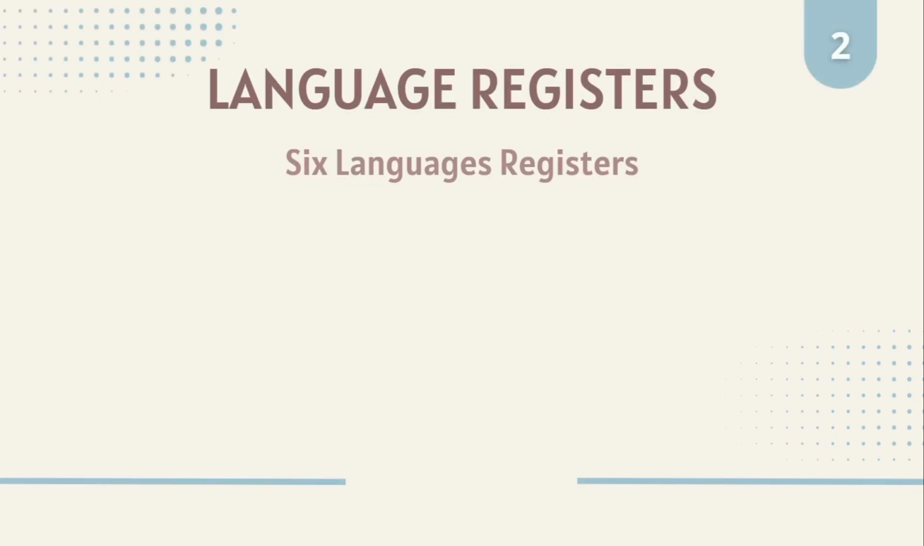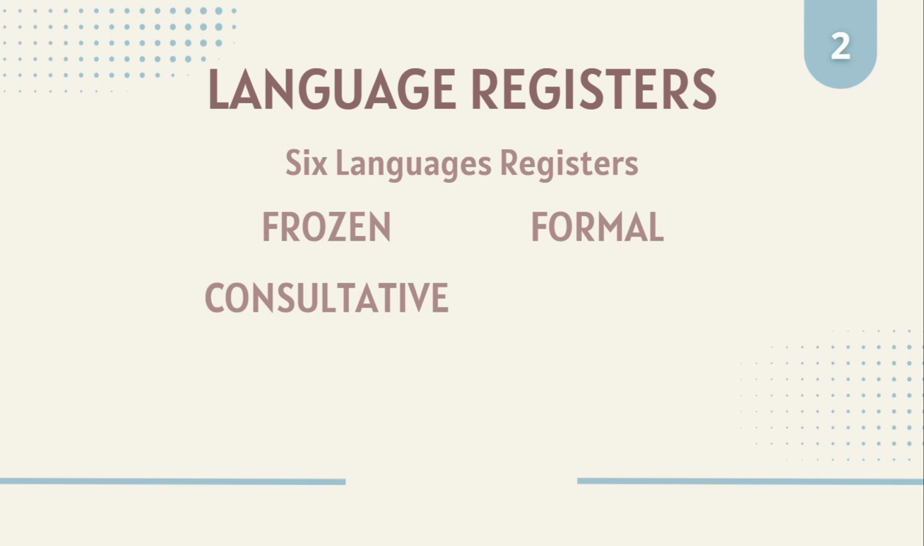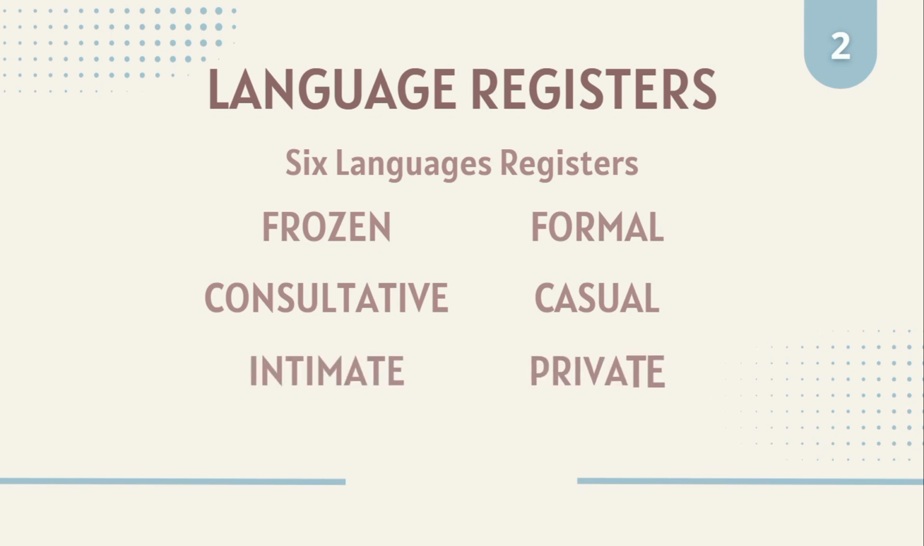There are 6 language registers, namely frozen, formal, consultative, casual, intimate, and private. Let's start with frozen register.